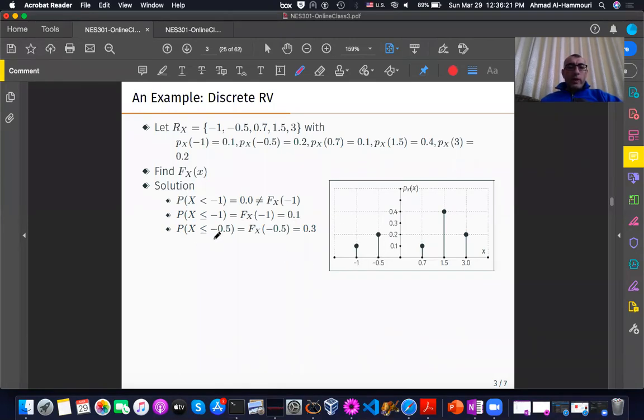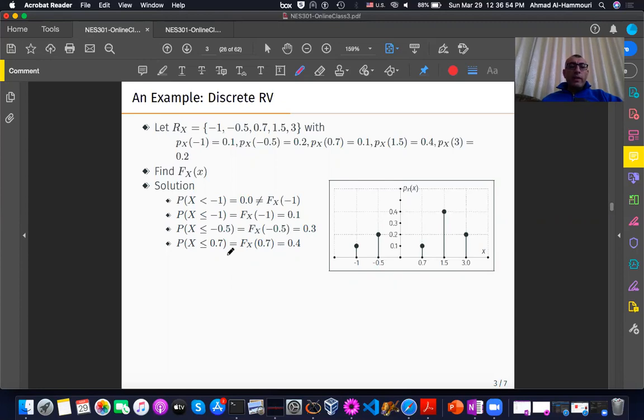I go one step further. Okay, what's the CDF of minus 0.5? It is the probability that the random variable is greater than minus infinity up to minus 0.5, and the minus 0.5 is included. So how many points do I have in here? Two points, one with the probability 0.1 and another with the probability 0.2. I add these points and it gives me 0.3.